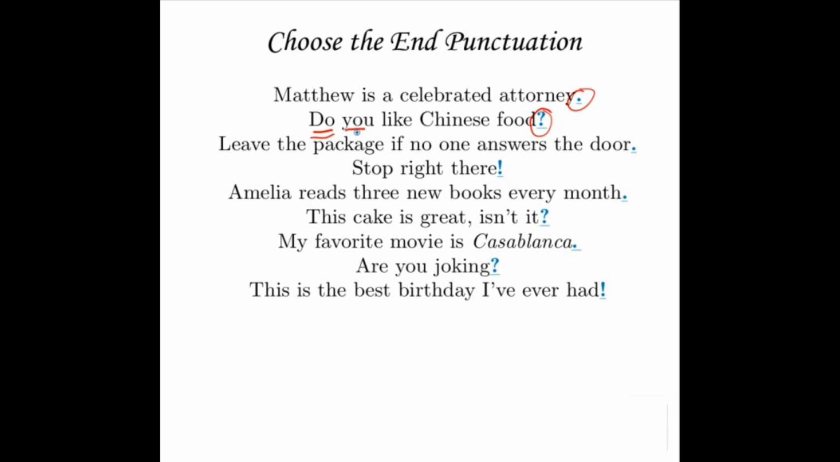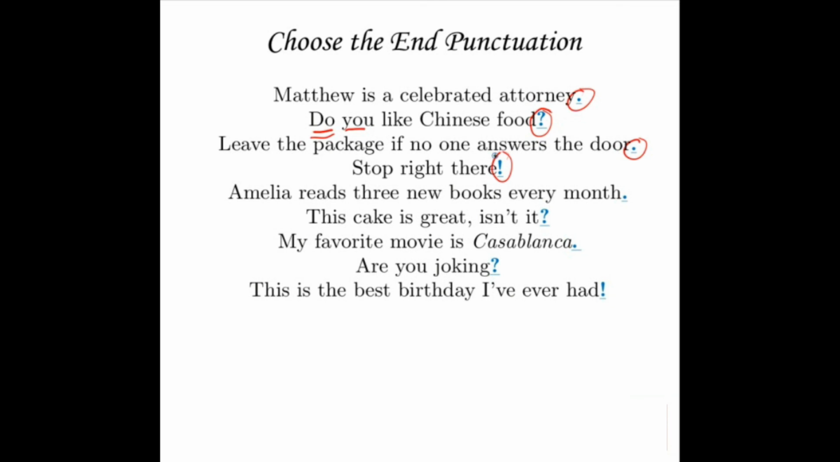Leave the package if no one answers the door. Again, simple statement, ends with a period. Stop right there. Now, if you put a period for stop right there, that's totally fine. You can say stop right there and you're not shouting it. But in this case, usually if you want someone to stop right away, you probably are going to be shouting it at them because, for example, if they don't stop, they're going to walk over a cliff. So stop right there gets an exclamation point.